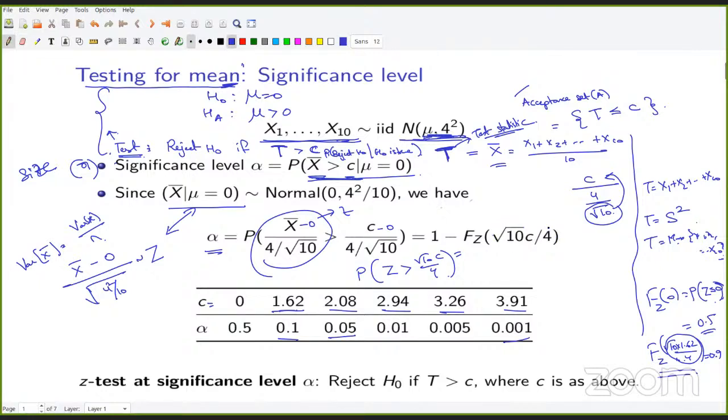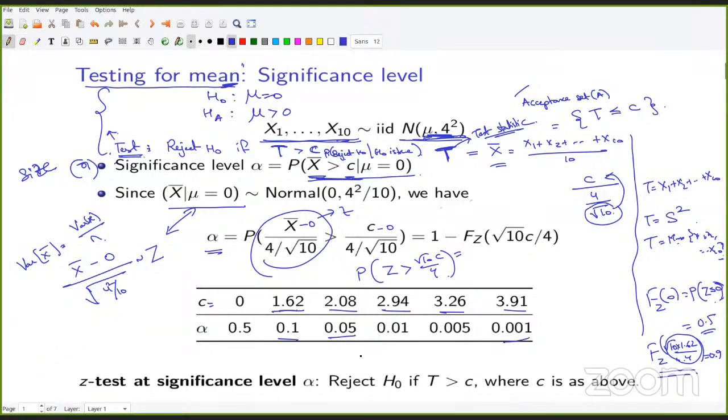For standard normal, 1.96 I guess is equivalent to 0.05. Here it is 2.08. What sample size do they take when they calculate 1.96? Here the sample size is 10, right? So what sample size do they generally take to get 1.96? Usually more than 30.